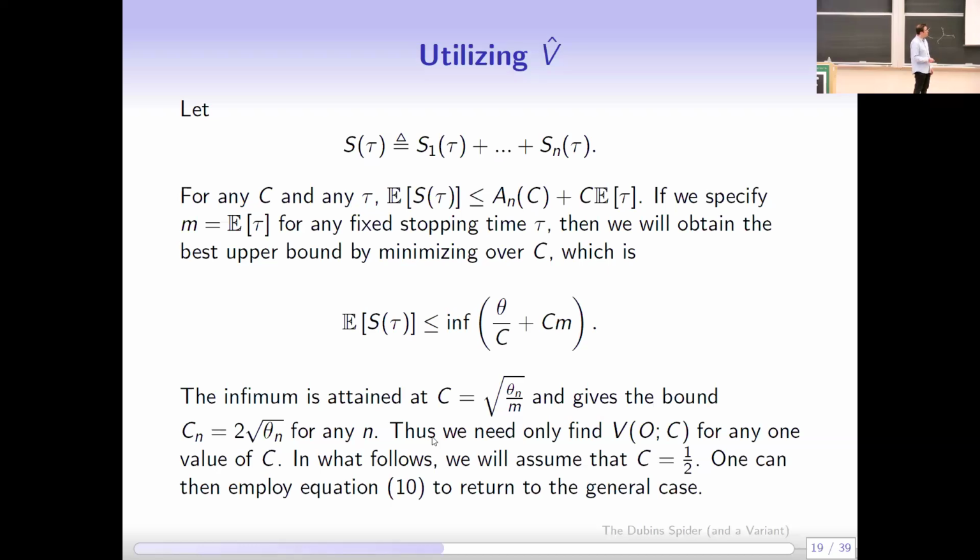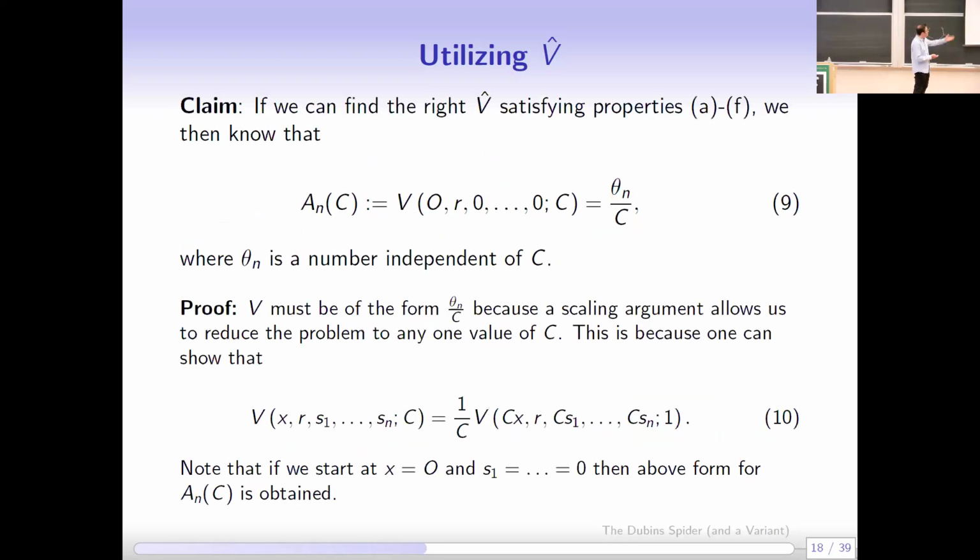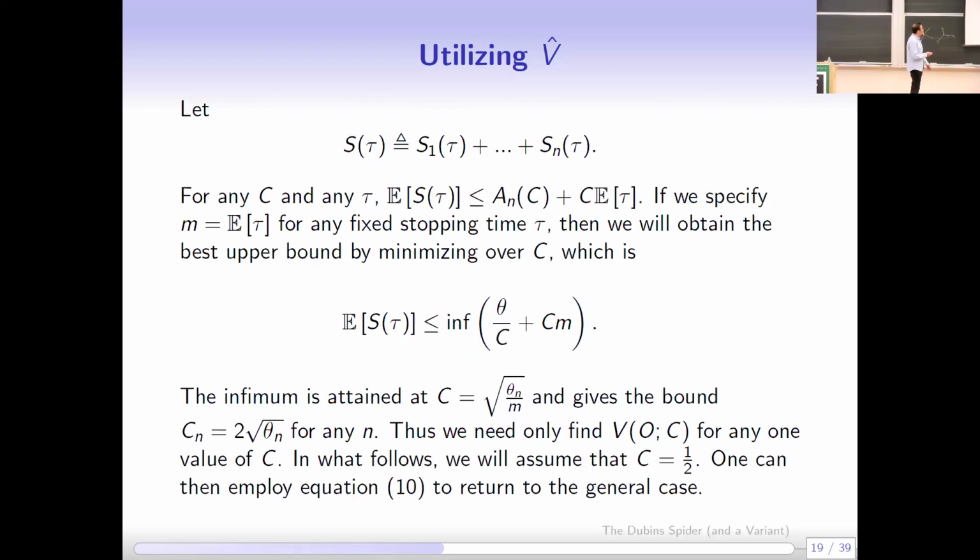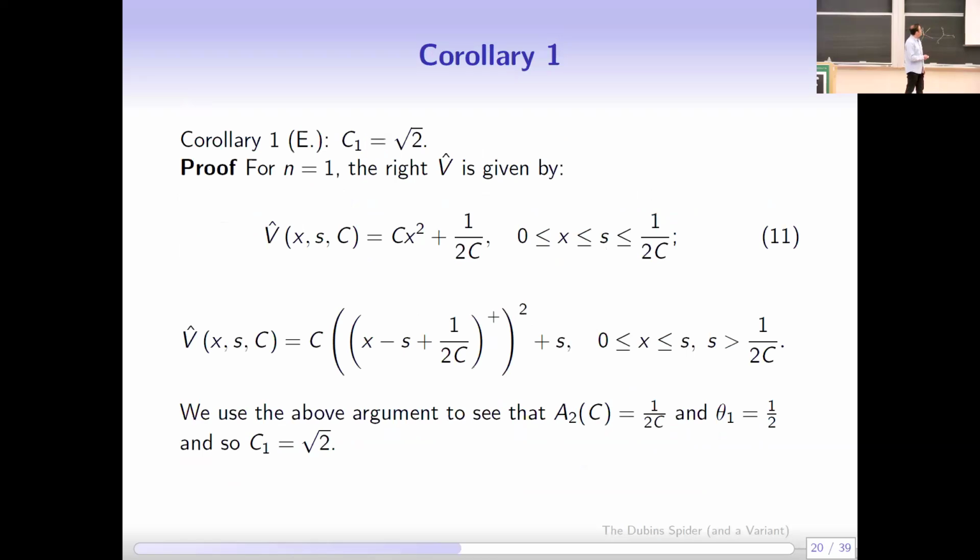And that shows you that, of course, you only need to find V for one value of C. And so we're going to take C to be 1/2. And because you can employ the general equation before, you can return to the general case without any difficulty. So what's a corollary of this? Well, a corollary of this is that you can get the spider constants, but in a quite different way.